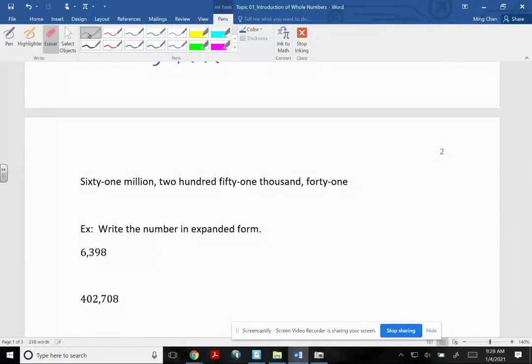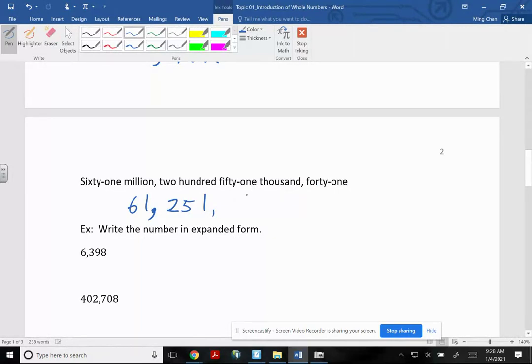61 million. So 61 million. So 61. These two numbers are in the millions group. So put a comma. 251,000. 251. 251. And the one. And these three numbers are in the thousands group, comma.